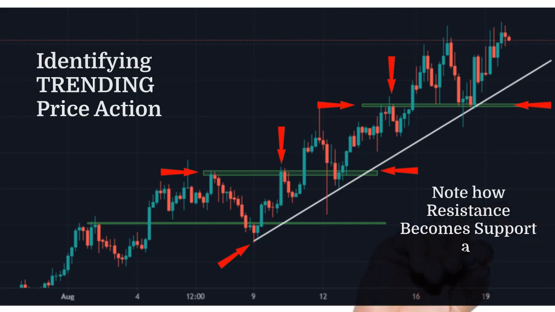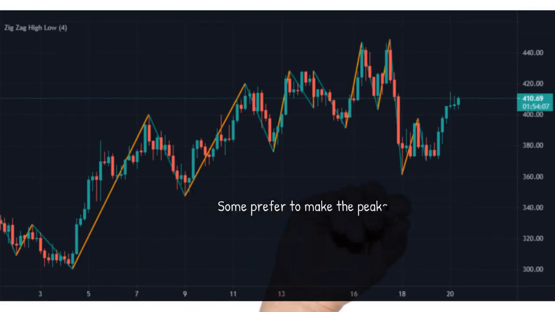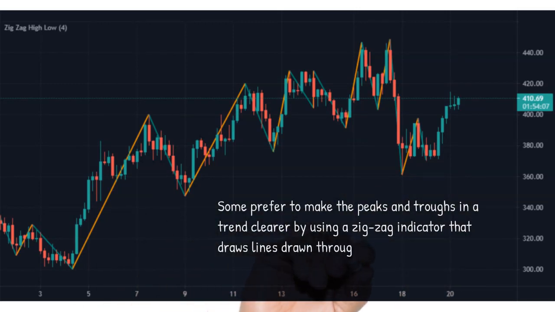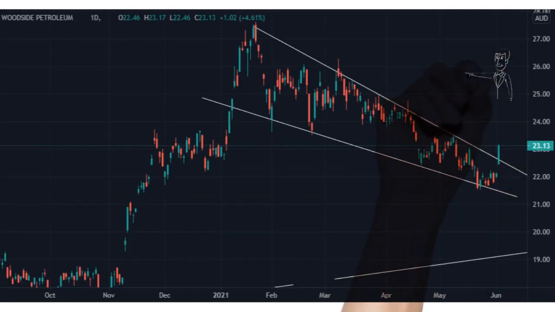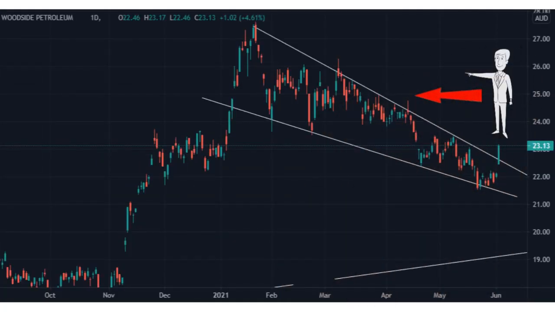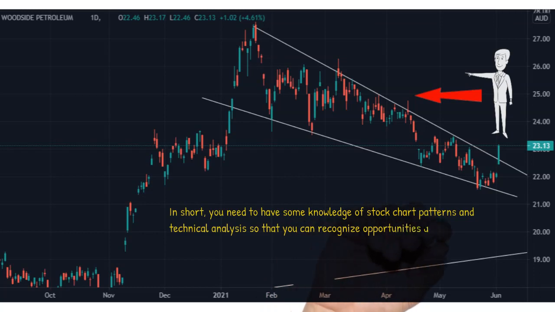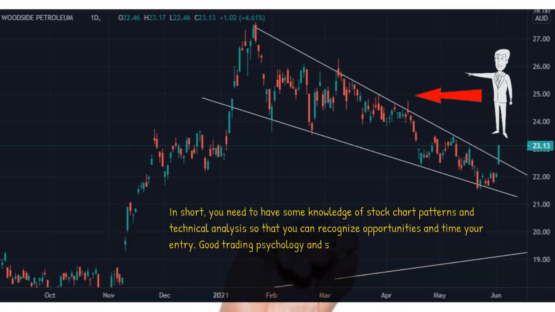Trend lines also help you decide whether the trend is weakening or not. Some prefer to make the peaks and troughs in a trend clearer by using a zigzag indicator that draws lines through closing prices. If the trend is upward, and you have drawn your trend line under the troughs, you should also take note of the peaks. If the angle of the peaks is turning toward the angle of the troughs, the trend may be weakening, so you need to be more careful. The same goes for a downward trend, only in reverse.